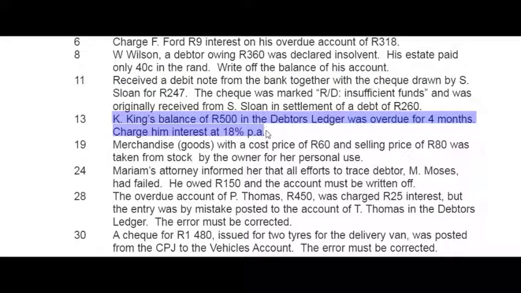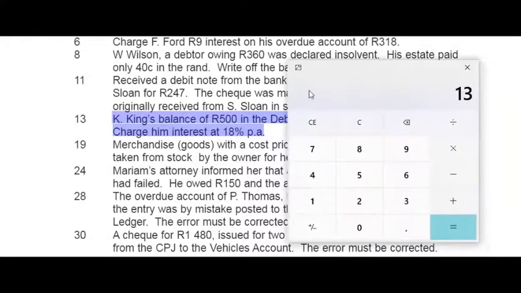It says K King's balance of 500 Rand in the debtors ledger was overdue for 4 months. Charge him interest at 18% per annum. Okay, so now we have to go and calculate that interest by saying 500 Rand multiplied by the interest rate of 18% multiplied by the time period of 4 months gives us an interest value of 30 Rand.